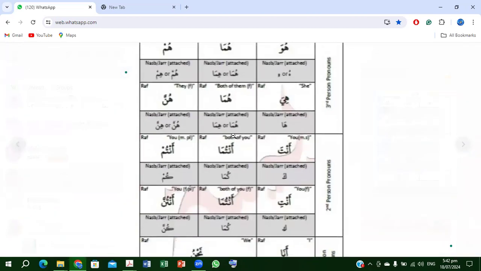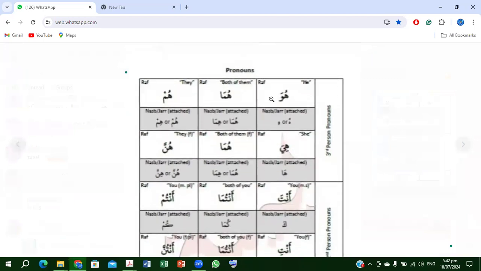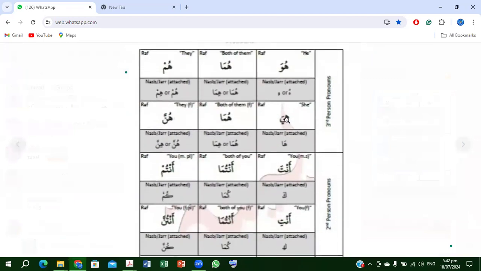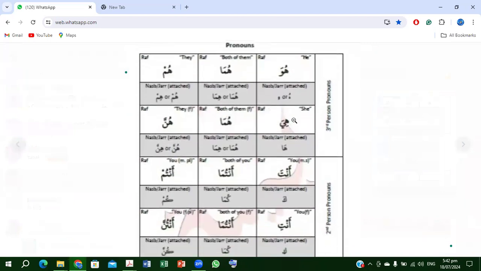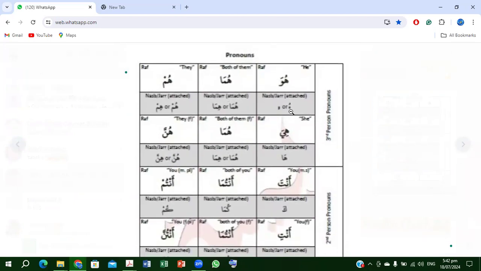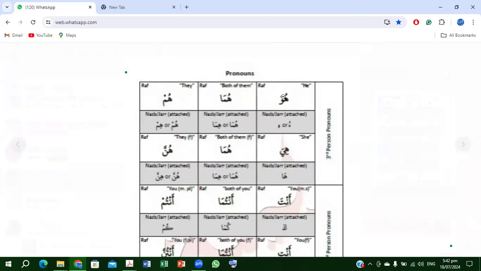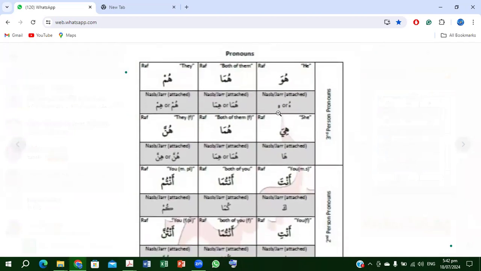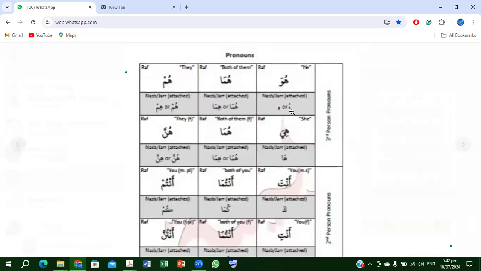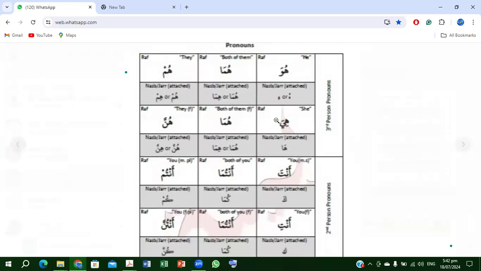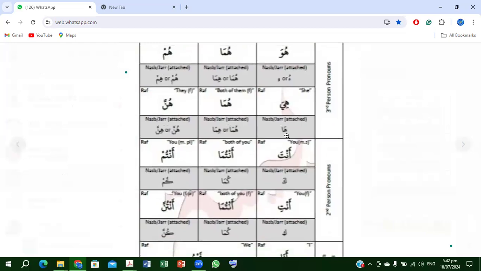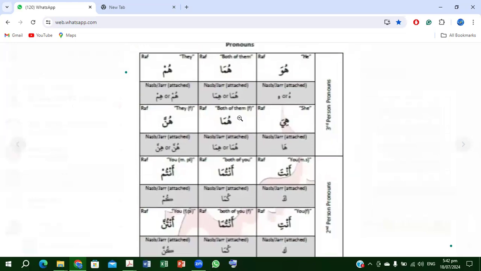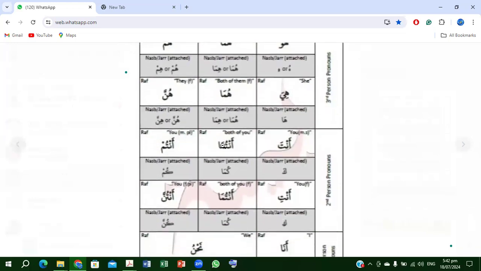This table I have shared, if you can see here: huwa, huma, hum, hiya, huma, hunna. And with that, the small forms are also given. This is detached huwa, but what is its attached form? If it comes in attached form, it is hu. Huma, huma same, hum same. Hiya is the detached form and attached form is ha. Huma is same, hunna is same.